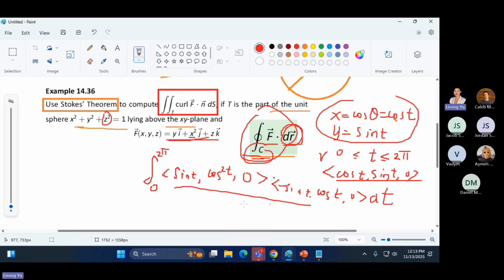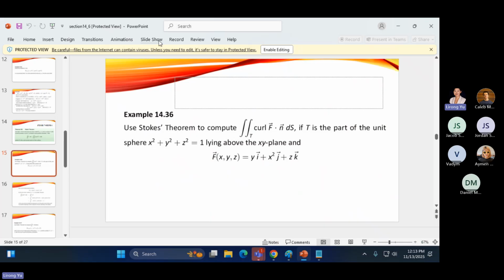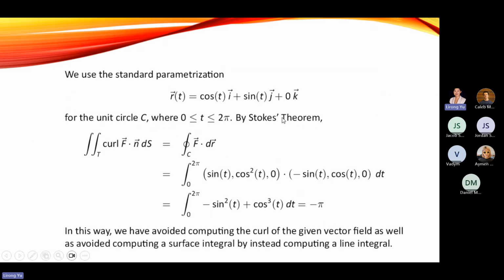The dot product between the two will be negative sine squared t plus cosine squared t dt, and then from 0 to 2 pi. Now let's look at the calculation. So basically you derive it into a single integration. So this is the calculation.